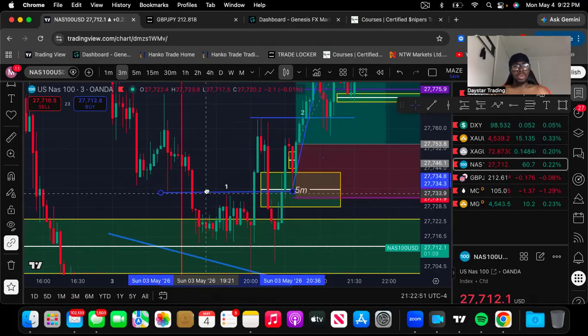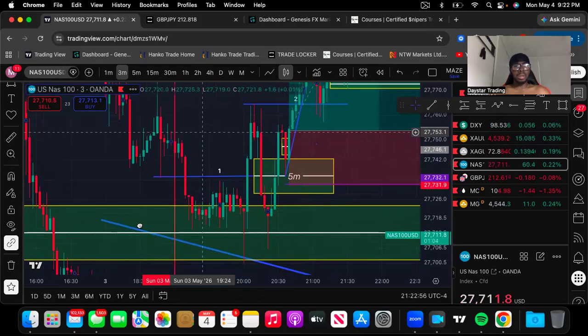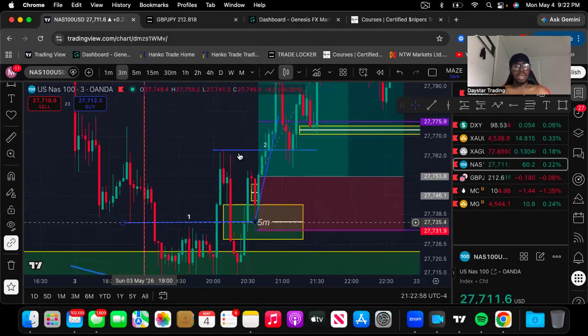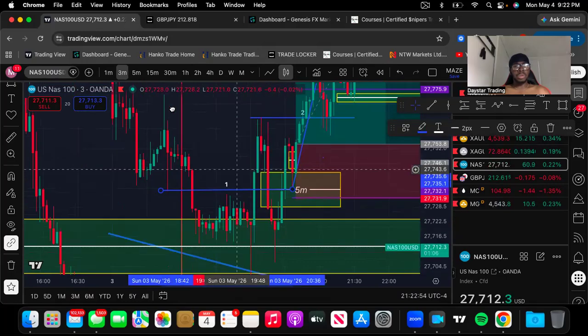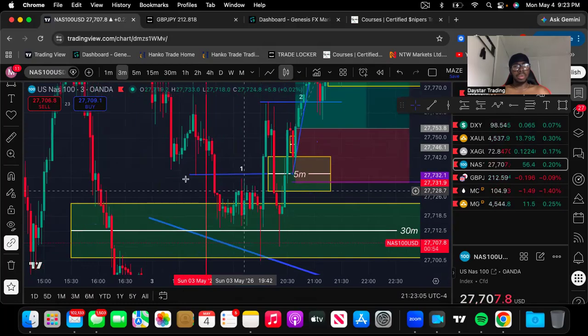Price ran those lows. I was looking for the three-step process. You can see them annotated here, that one and the two. I didn't put the three because it's self-explanatory. So first step, need that run on stops. Run on stops here.